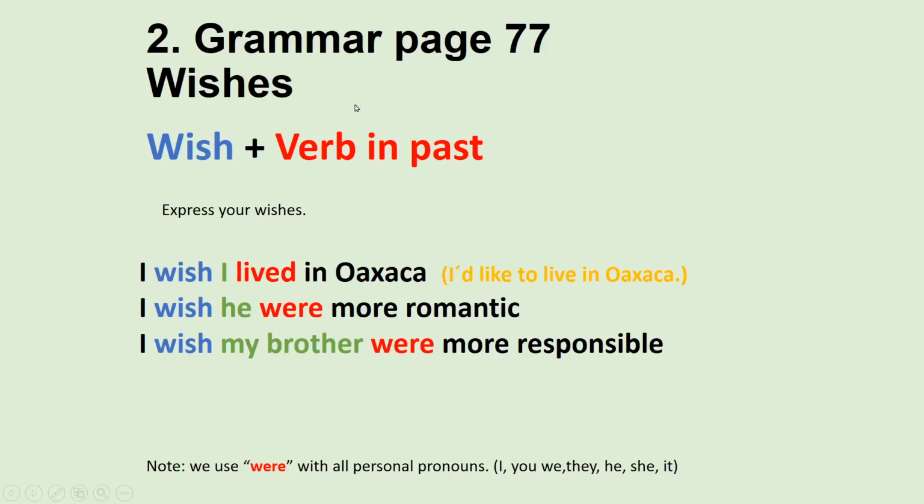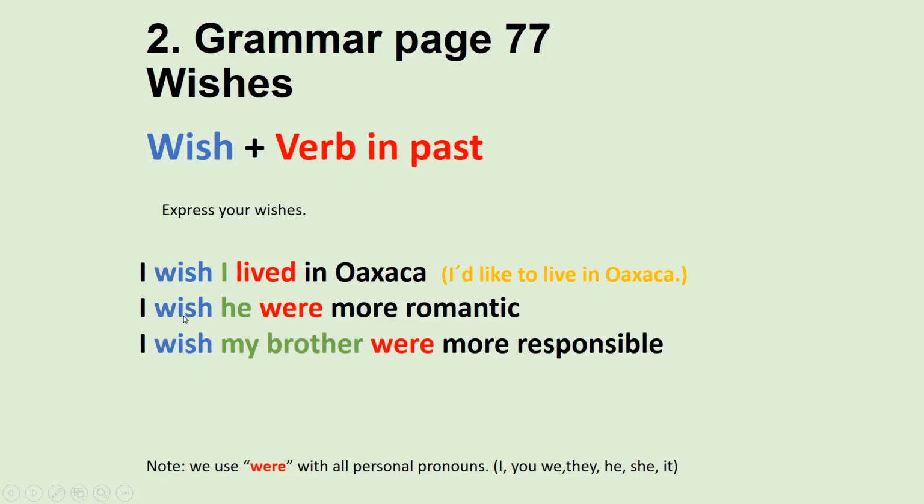The structure is very simple: wish plus a verb in past. We have three examples in here. I wish I lived in Oaxaca. So in other words, I'm saying I'd like to live in Oaxaca. It's something that I want to do.